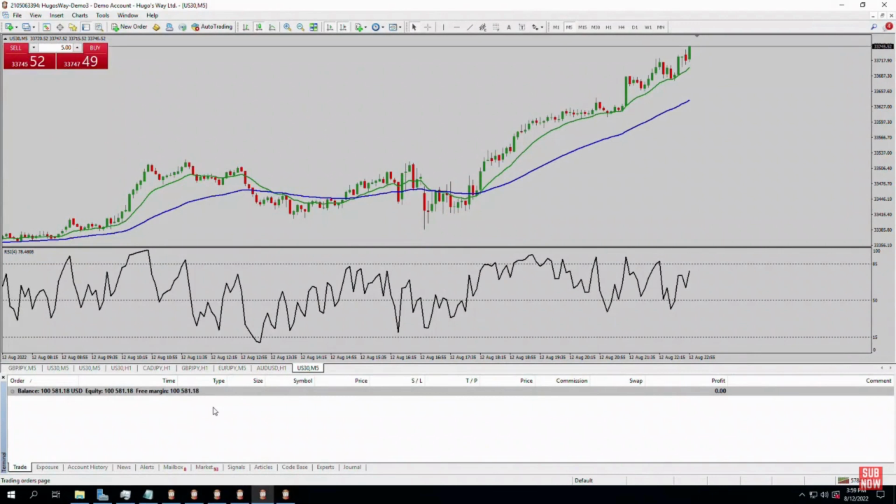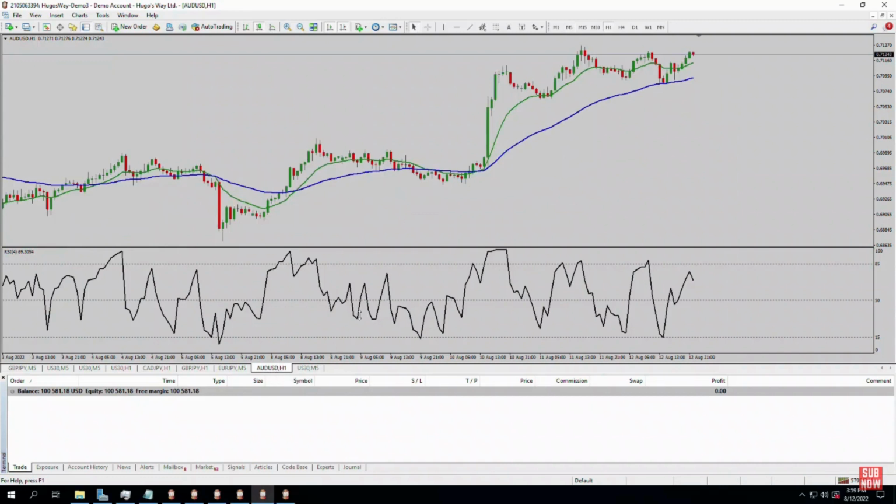We can talk about how that's calculated. Frankly, I never cared how it was calculated. I look at the number. Now, let's go open. Actually, we already have. Let's look at this AUD USD.